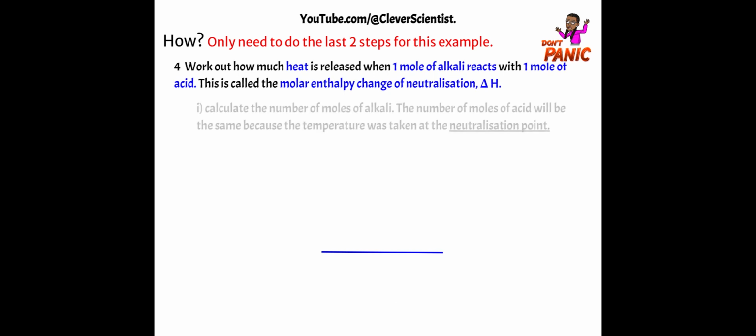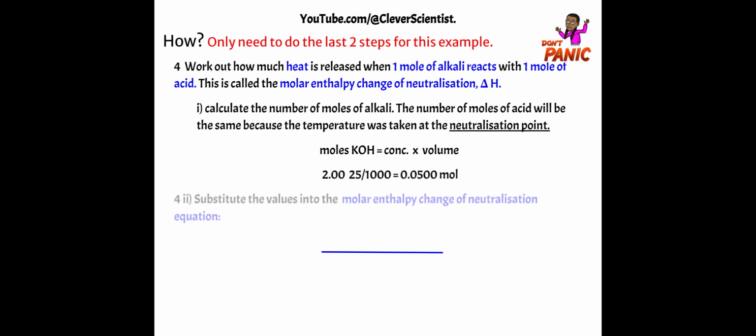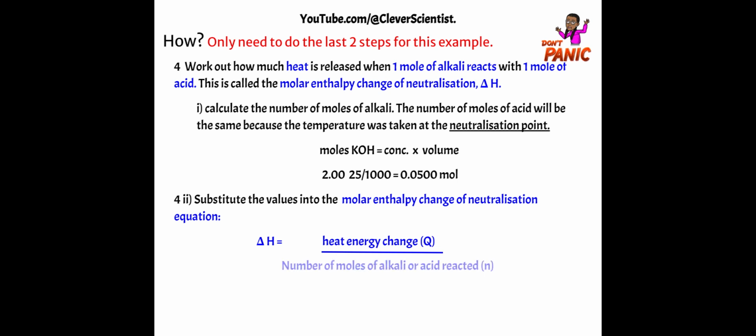Now, with this particular question, we only actually need to carry out the last couple of steps because, as I said, we got given quite a lot of information in the question, so we've got very little calculating to do. So we need to just jump to step 4.1. So we've got to calculate the number of moles of alkali. And we've already said that the number of moles of acid will be the same because the temperature was taken at the neutralisation point.